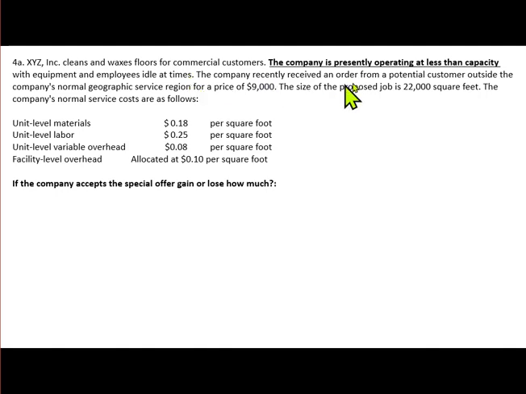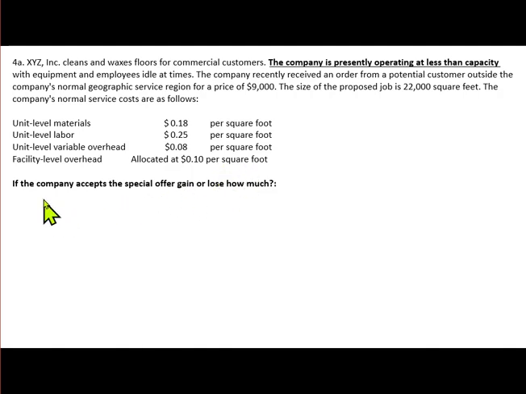The company recently received an order from a potential customer outside the company's normal geographic service region for a price of $9,000. The size of the proposed job is 22,000 square feet, and the company's normal service costs are as follows. Normally we do the following. Our unit level material costs are usually 18 cents a square foot. Our labor cost, these are all variable costs here, these two right here, are 25 cents a square foot, and our variable overhead is 8 cents a square foot. And then facility level overhead is allocated at 10 cents per square foot.